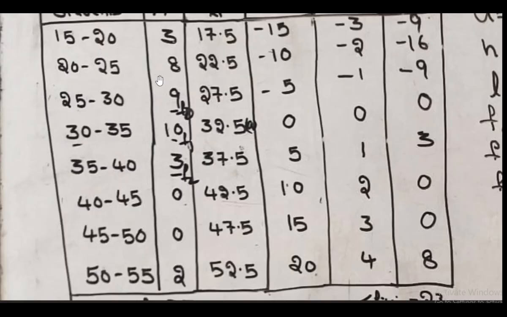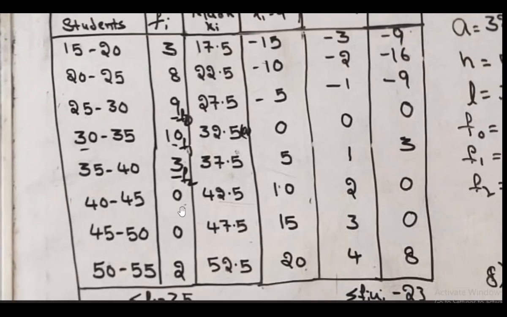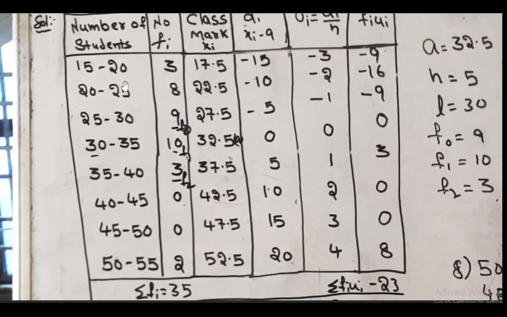15 to 20 class interval has 3 states, 20 to 25 class interval, frequency is 8, 25 to 30 class interval, frequency is 9, 30 to 35 class interval, frequency is 10, 35 to 40 class interval, frequency is 3, 40 to 45 class interval is 0, 45 to 50 class interval is 0, 50 to 55 class interval is 2. So like that, here we have the class intervals and frequencies.